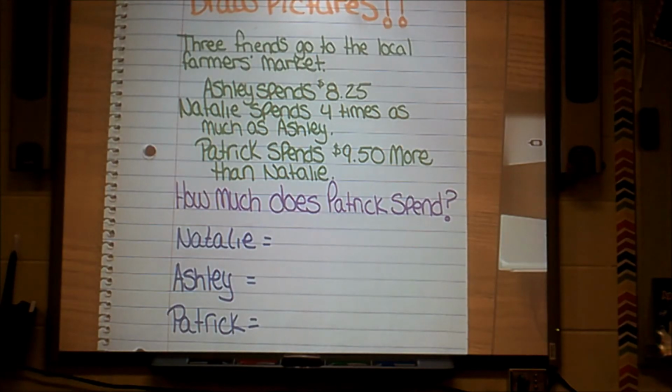Here you can see I have written out a word problem, all having to do with money. Let's read our word problem together. 3 friends go to the local farmer's market. Ashley spends $8.25. Natalie spends 4 times as much money as Ashley. And Patrick spends $9.50 more than Natalie. My question, how much does Patrick spend?